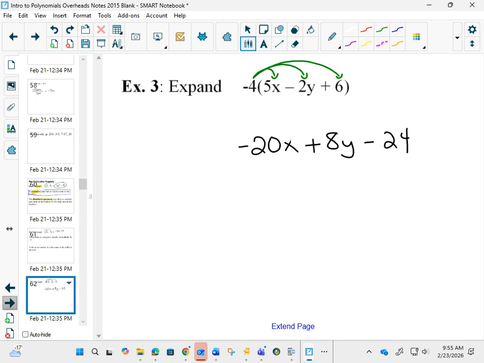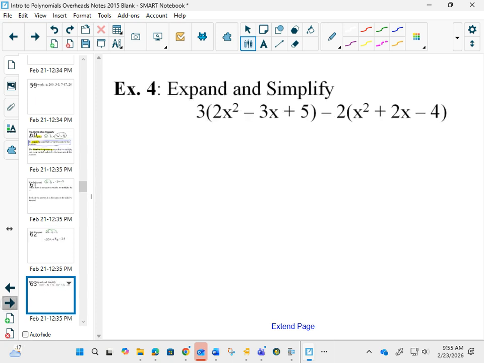Notice that all the command words in here were expand. And expand means we had to use the distributive property. Our answer does not have brackets anymore. This next question says expand and simplify. The simplify part we've already learned means combine.